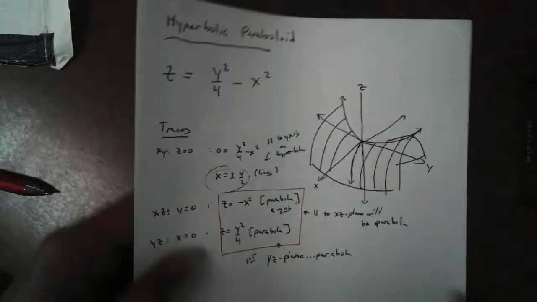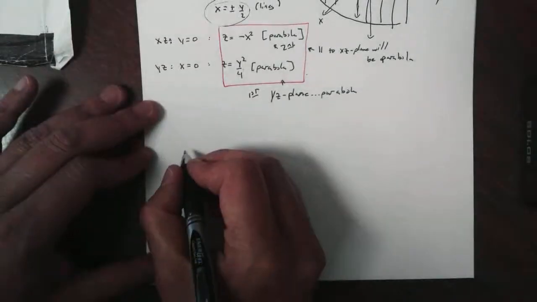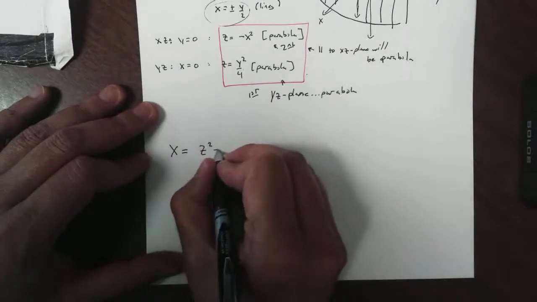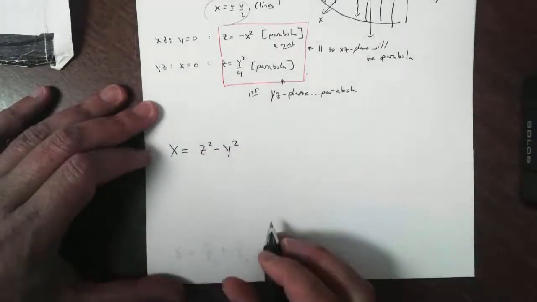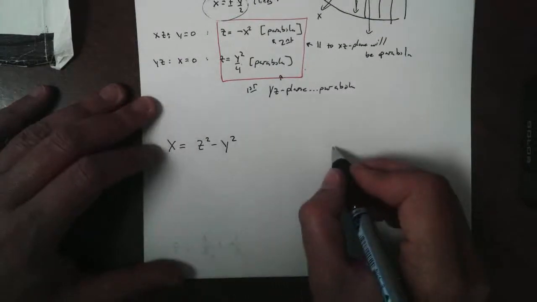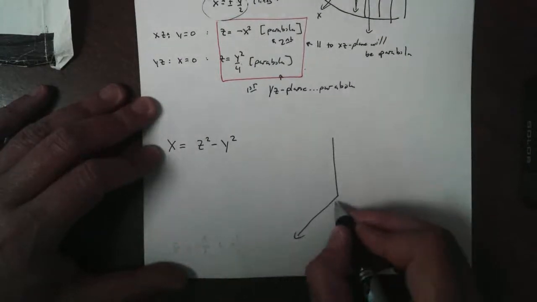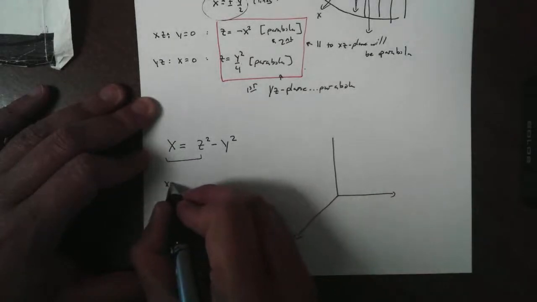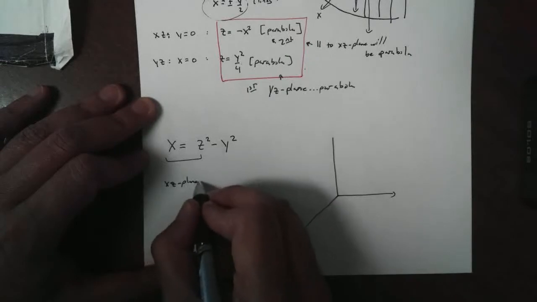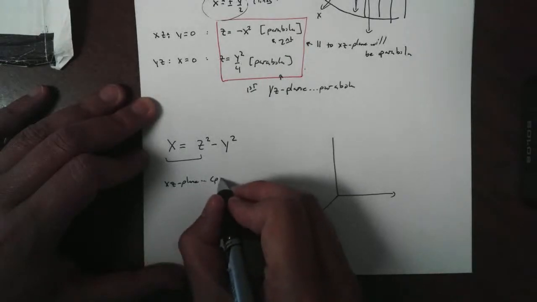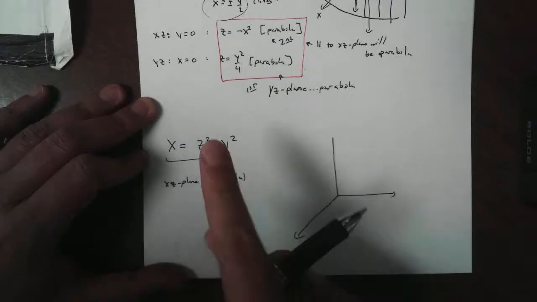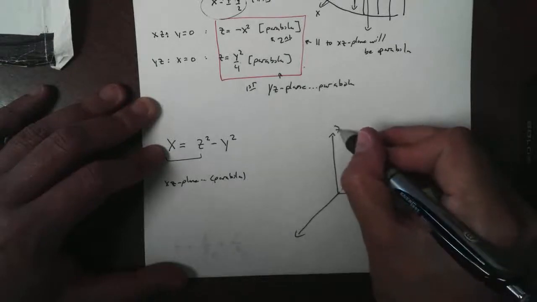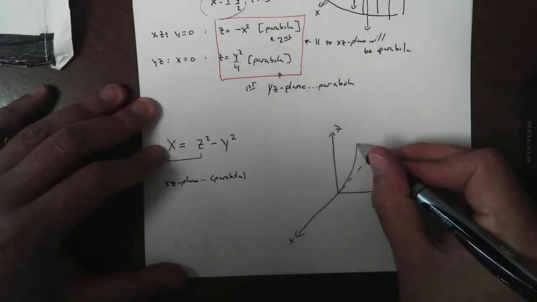So let's take a look at another example. Let's say this time we have x equals z squared minus y squared. A quick way to graph is to start with the first two traces. On the xz plane, I'm going to draw my parabola. I know it's going to be a parabola because I let y be 0. Z, and there's x. I'm going to draw my parabola right there.